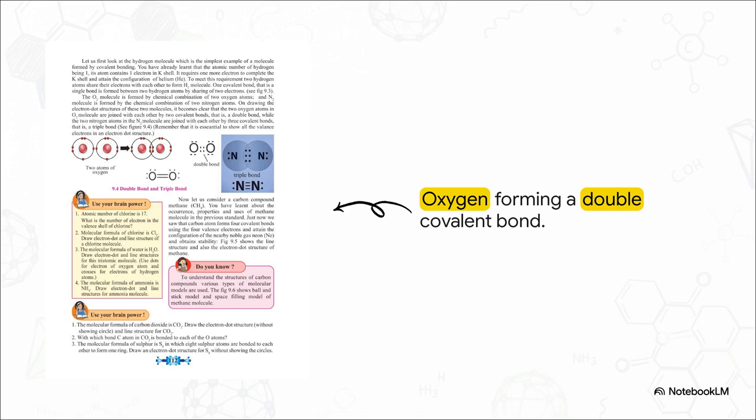Now, atoms can actually share even more than a single pair. Just look at the oxygen molecule here. An oxygen atom has 6 valence electrons and needs 2 more for stability. When 2 oxygen atoms meet, they don't just share 1 pair, they share 2 pairs of electrons. This creates what we call a double bond. You can clearly see the shared electrons right there in the overlapping regions of the 2 circles.